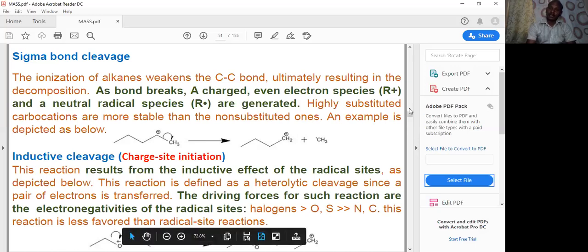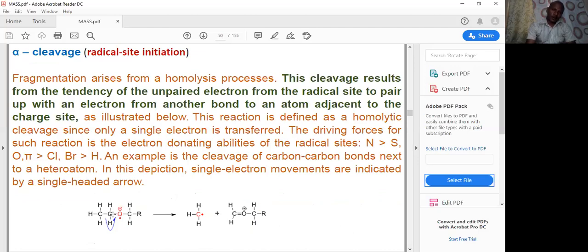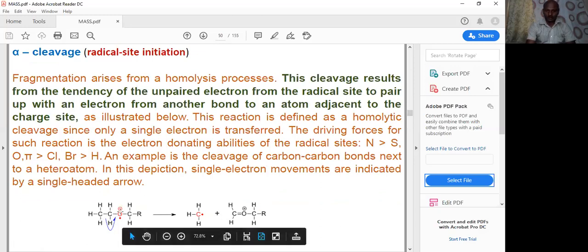In the previous reaction, the electrons didn't move from the bond next to the oxygen. If we consider that the first bond and this the second bond, the electron moved from the second bond to the oxygen, and then you have the formation of a radical ion and a fragment ion.